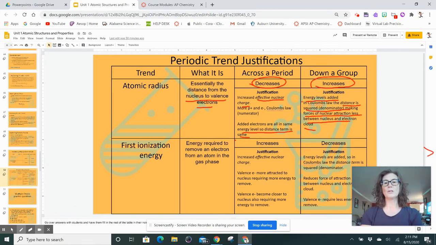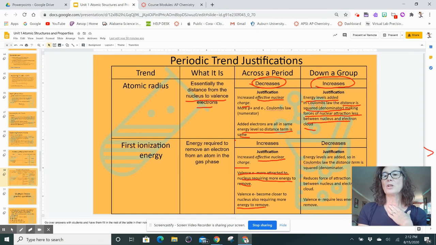Okay. First ionization energy. Again, it's the energy required to remove an electron from the atom. It increases as you go across because of effective nuclear charge. The more the valence electrons are attracted to the nucleus, the more energy it requires to remove them. The valence electrons become closer to the nucleus, so there's more attractive force between them and the nucleus. That's going to make it harder for them to be removed.